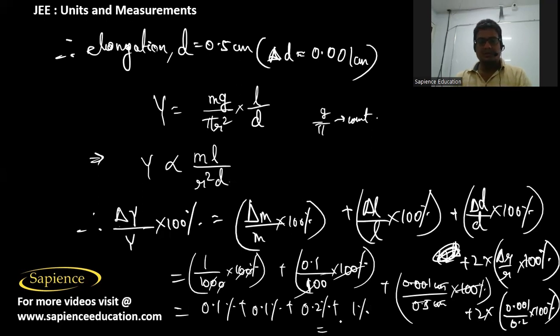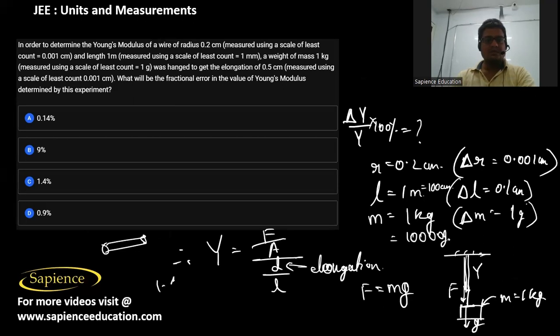So therefore it is 1.2 plus 0.2, that is 1.4%. So 1.4% error is there in the value of the Young's modulus. So option C is the correct answer.